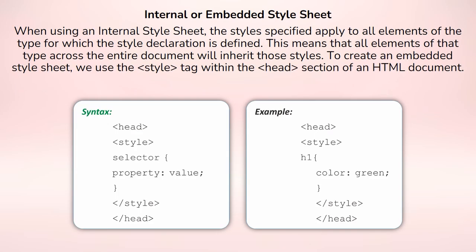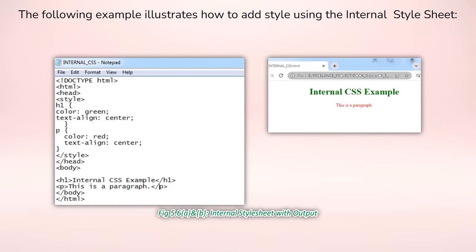Internal or embedded style sheet. When using an internal style sheet, the styles specified apply to all elements of the type for which the style declaration is defined. This means that all elements of that type across the entire document will inherit those styles. To create an embedded style sheet, we use the style tag within the head section of an HTML document. The following example illustrates how to add style using the internal style sheet.